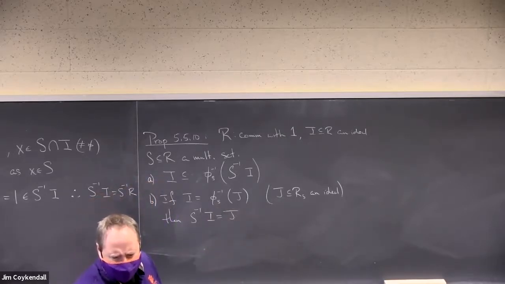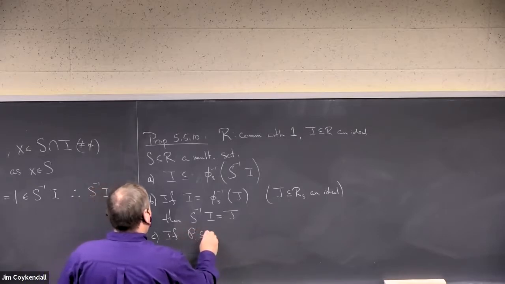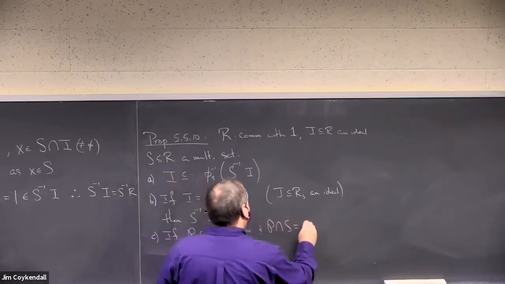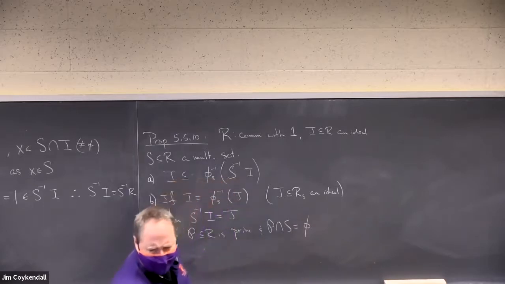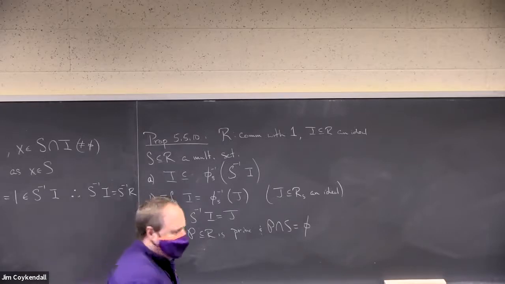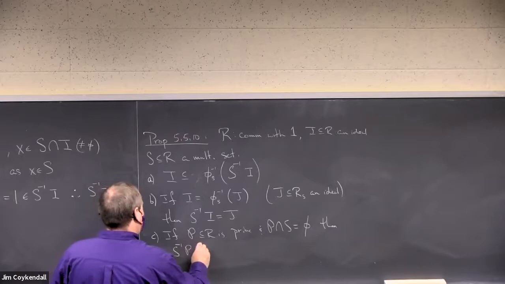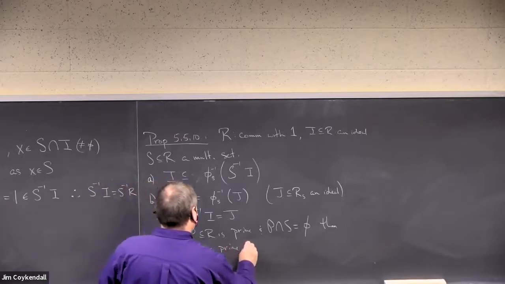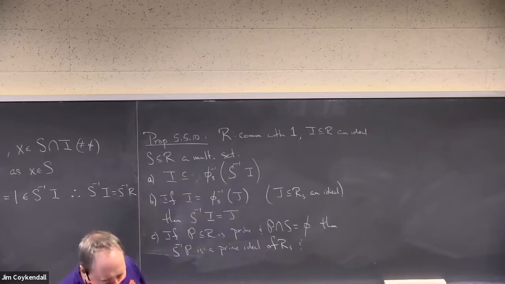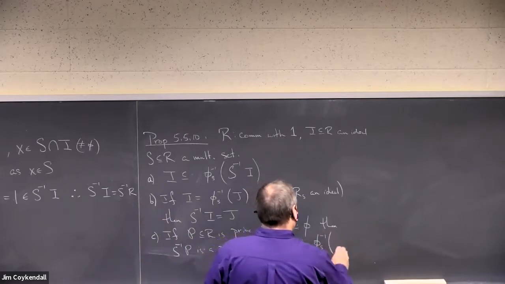And finally, if you have a prime ideal P of R, and if you have the prime ideal that doesn't intersect the set S, then S inverse P is a prime ideal of S inverse R. And you actually get equality on that. There's a typo in the notes. It's the inverse.